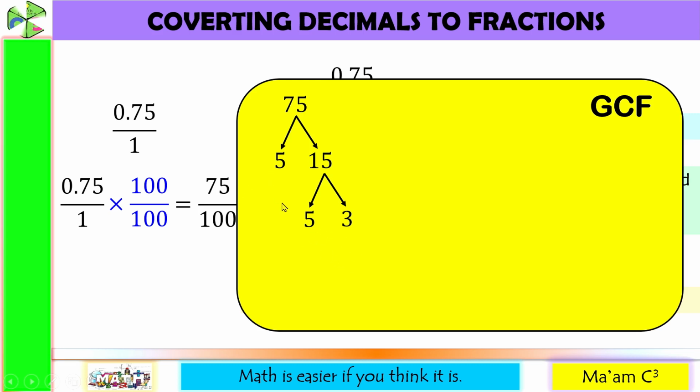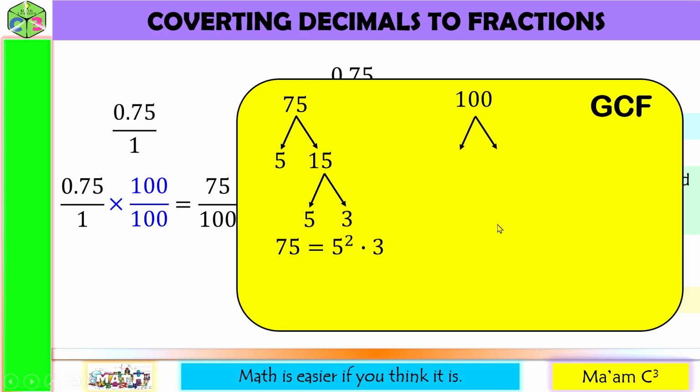How many 5s do we have here? 2. So that means 5 is squared. And then 1, 3. So 75 is equal to 5 squared times 3. We have two 5s. 1, 2. That is 5 squared. And then another prime factor is 3. So we're going to multiply it with 3. The second number we have is 100.